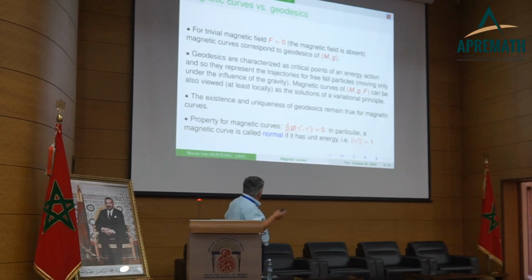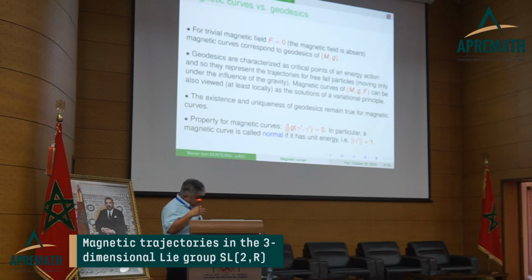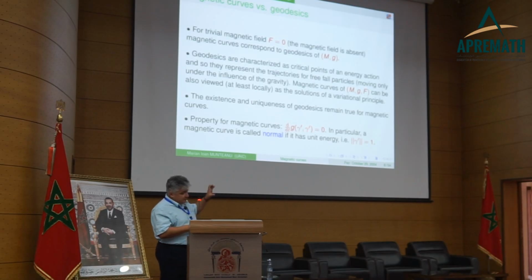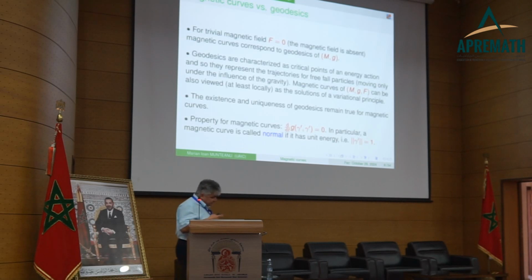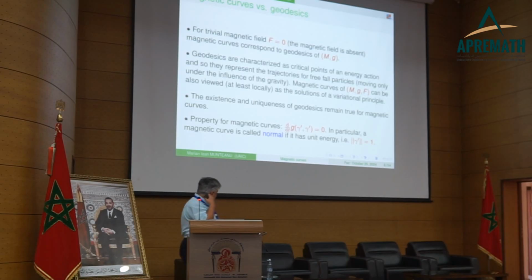Both magnetic curves and geodesics are characterized as critical points of the energy action, and magnetic curves modify the energy action, so they come from a variational principle. I don't want to say too many details now. The existence and uniqueness of geodesics remains true for magnetic curves, and also because of the skew symmetry of the Lorentz force, magnetic curves have constant speed and hence constant energy, exactly as in the original problem from physics. When gamma is arc length parametrized, the magnetic curve will be called normal. So these are some analogies between geodesics and magnetic curves.